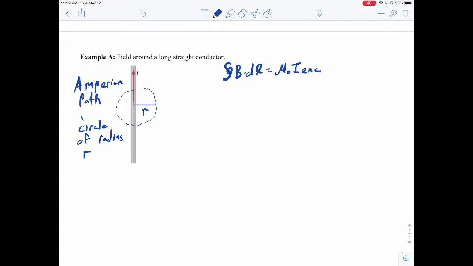So anywhere along this loop here, the field's going to be constant, so that comes out of the integral sign. And then let's look at the current enclosed. If you think about anywhere along the circle, the current inside of it, it encloses the entire wire. So the current going through that circle is going to be the entire current. So this is I, and that's because our loop encloses all the current.